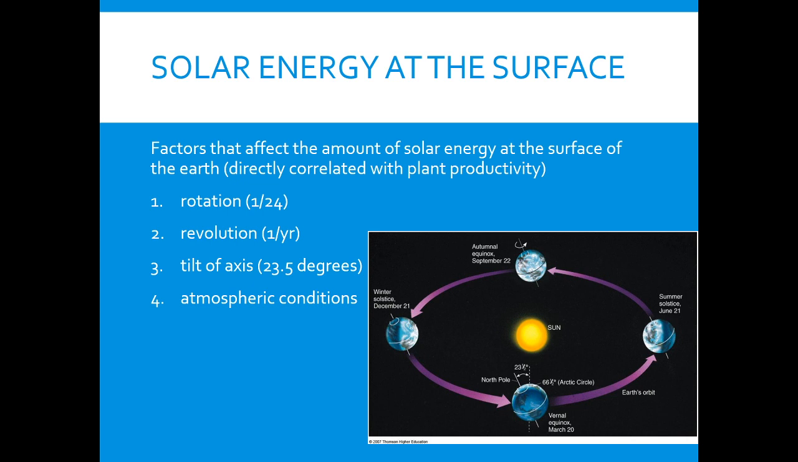Now there's 4 factors that affect the ability for the solar radiation to hit the Earth, right? It affects how much solar energy we get. And this also is directly correlated with the productivity for plants.